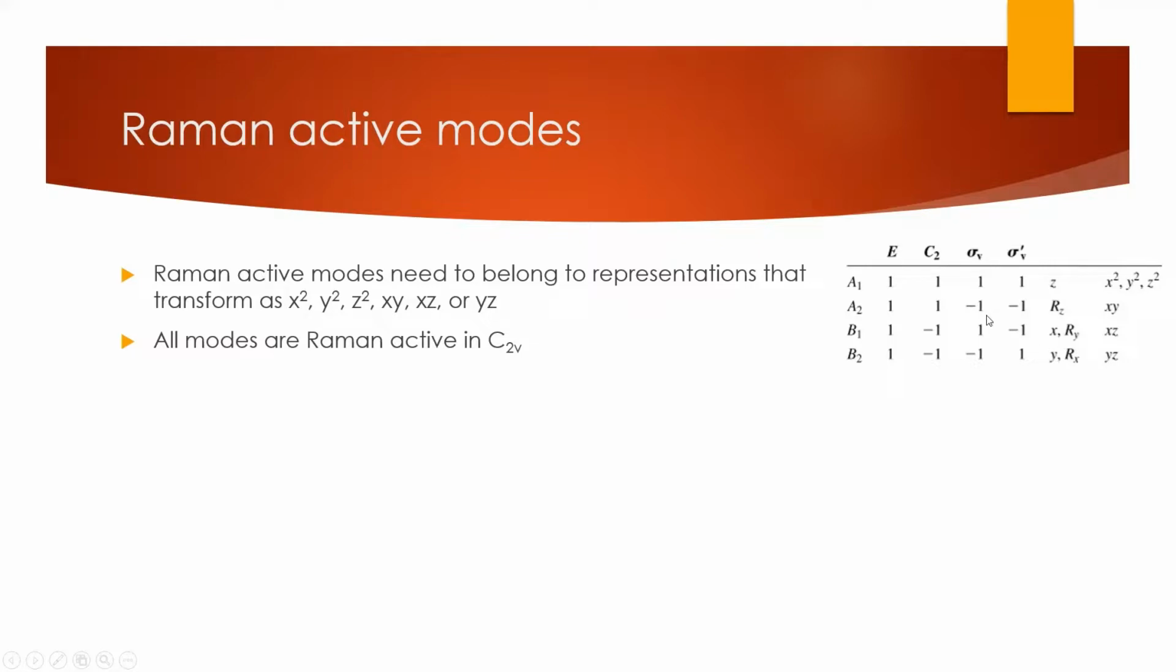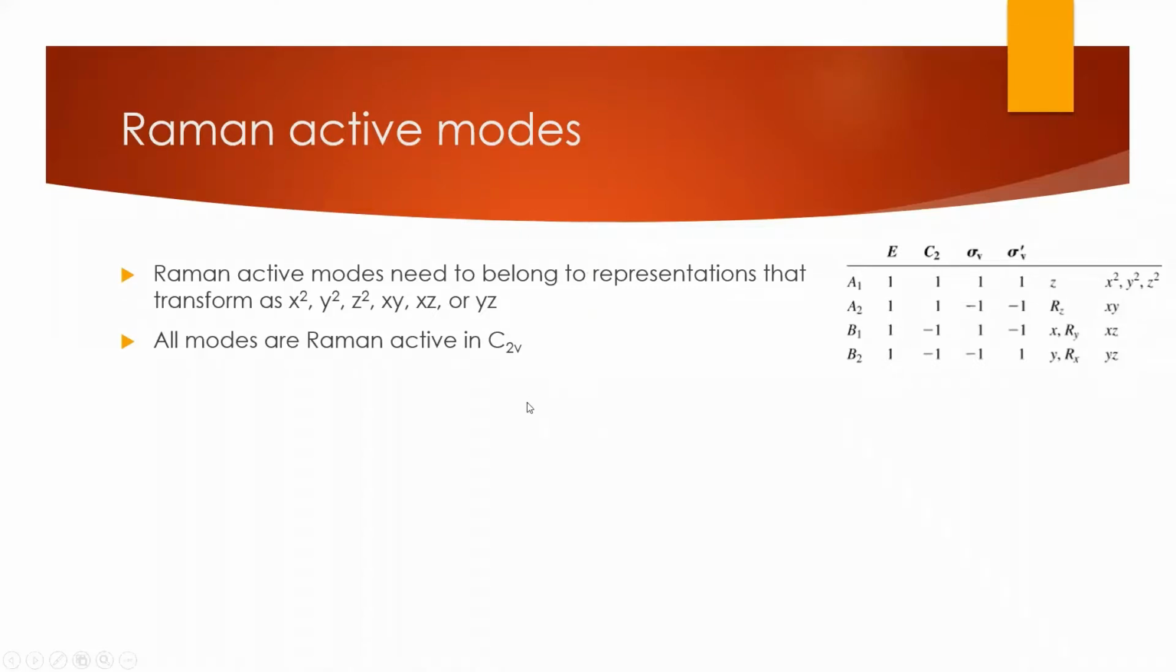So again, any vibrational mode, in this case we still only have A1 and B2, but any vibrational mode would be IR active for the C2V point group. And this is, in general, not true. So for the C2V point group, all the modes are IR active and Raman active, but in general, there are different combinations of modes that are IR or Raman active.